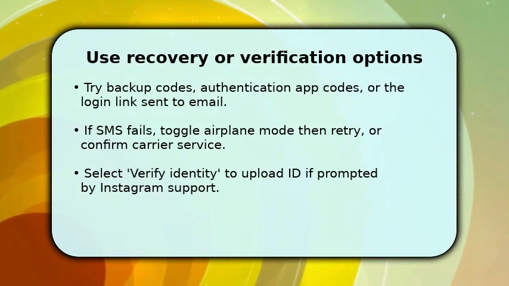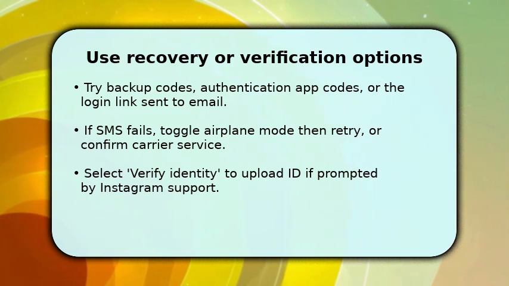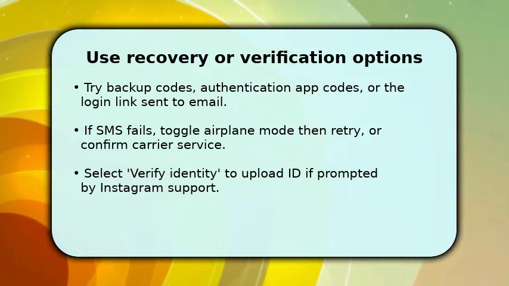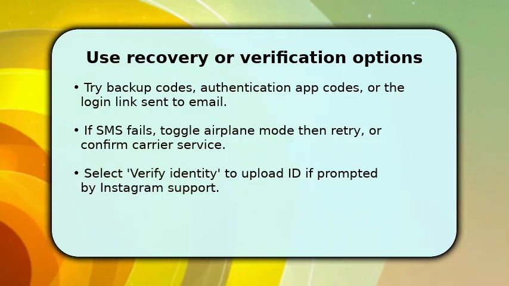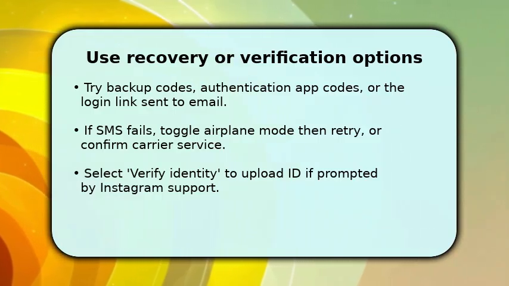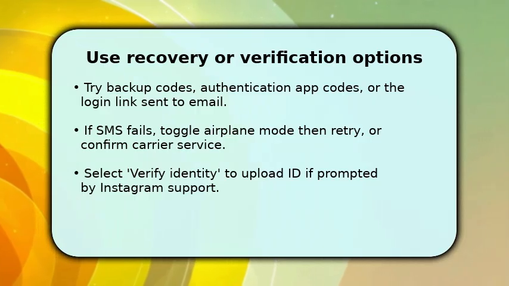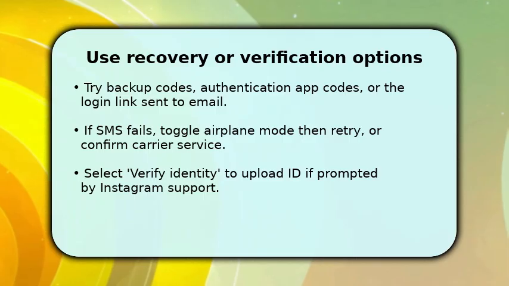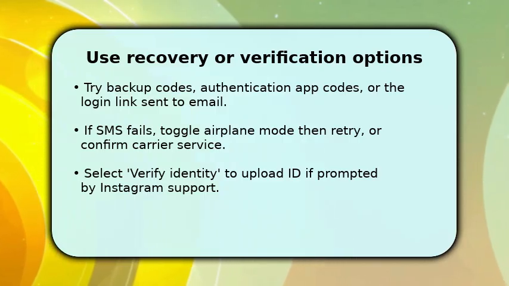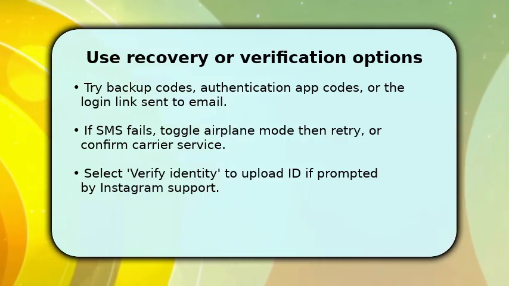If the first steps don't work, pivot to alternate verification. Enter a saved backup code or open your Authentication app for the 6-digit code. If SMS delivery is unreliable, toggle airplane mode or restart the phone and retry. Network issues often block texts. When available, use the emailed login link. It expires, so click it immediately.